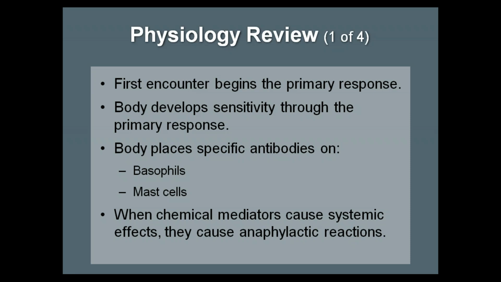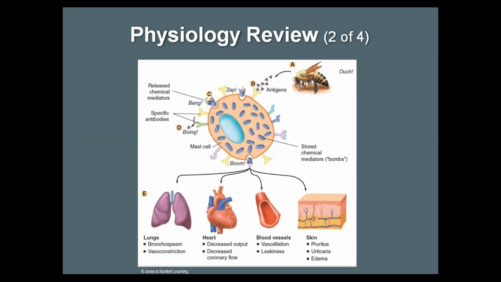So the body places specific antibodies, basophils, mast cells. These are all things that you should know to some degree. I'll be honest with you, I don't know them that well, but I do know that those are the catalysts for these reactions. When chemical mediators cause systemic effects, they cause anaphylactic reactions. So we'll talk mostly about the anaphylactic reactions today.